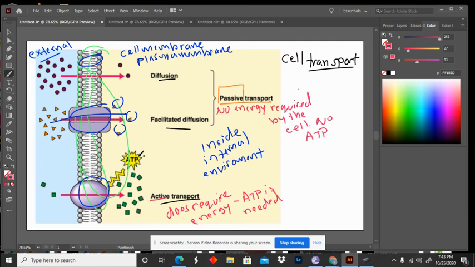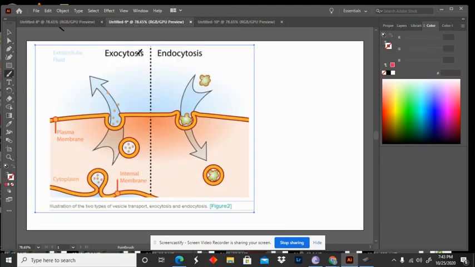These are the three ways of transport, but there are two more, and let me go over them. I think this video is going to be too long, but you can watch it in parts. Okay, there is another way that cells get things in and get things out.